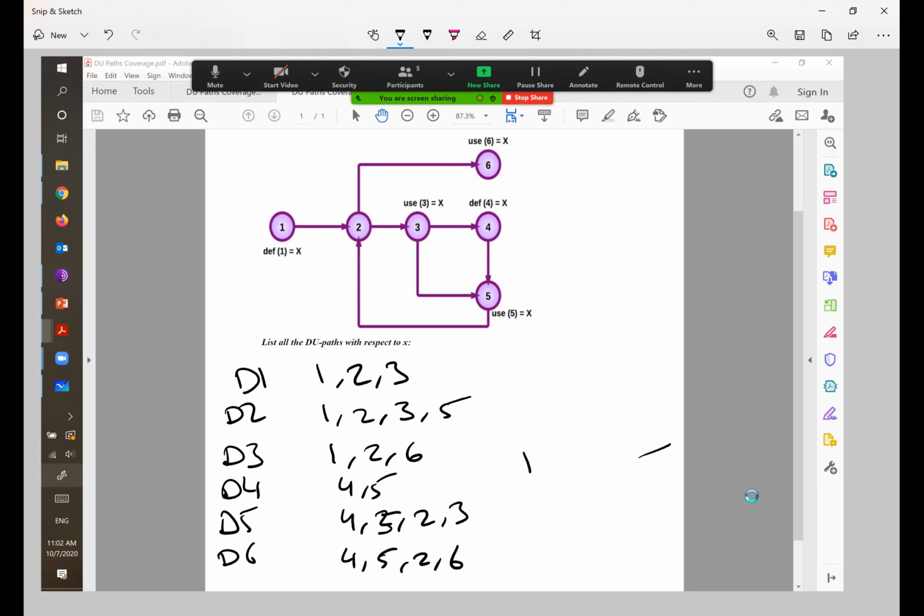Abdurrahman, tell me, what is wrong with 1, 2, 3, 5, 2, 6? It's not a simple path, okay? Which means we went into a loop. If you look at it visually, it means we went into a loop and we come out of the loop. Well, that's not good. It's okay to enter a loop, but not come out of it. That's what it means to be simple.